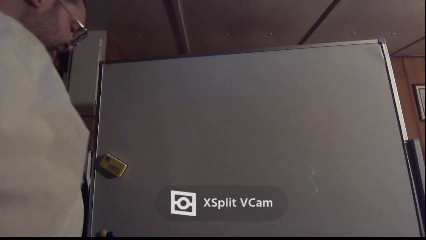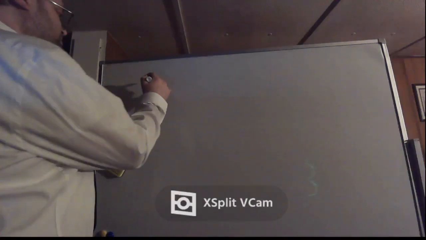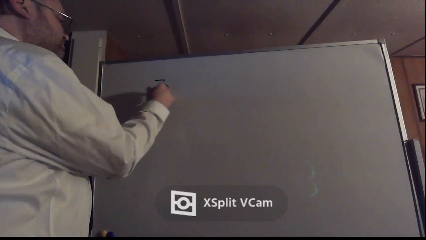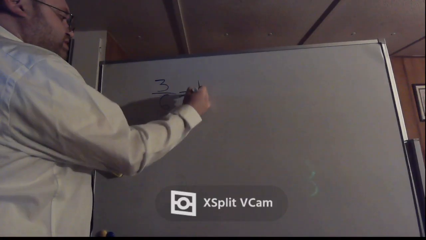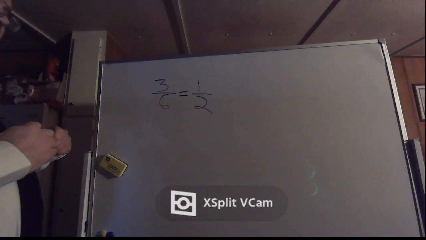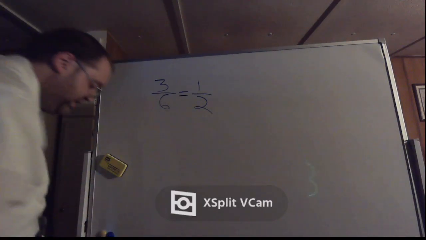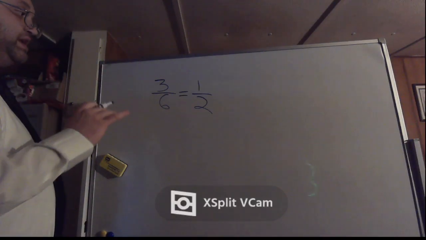Now, let's say you have two fractions here. You want to see if, for example, we have 3/6, and they're trying to say it's equal to 1/2. But you're not sure if 3/6 is equal to 1/2. There's a way to know that. How you're going to do it is you're going to cross multiply.